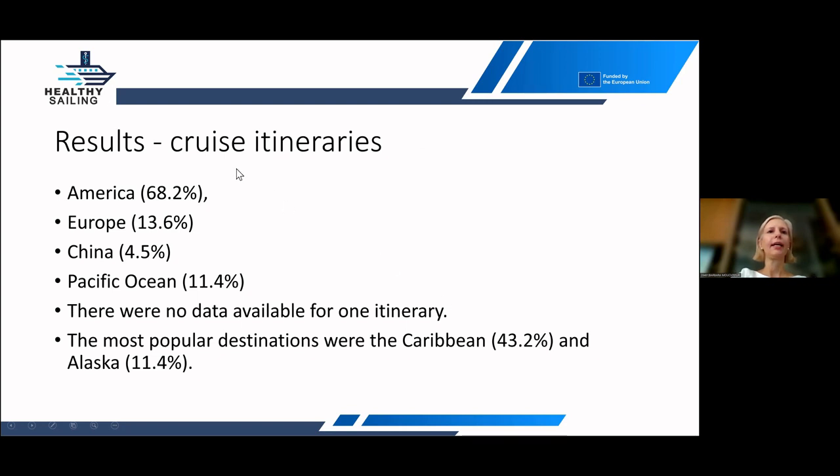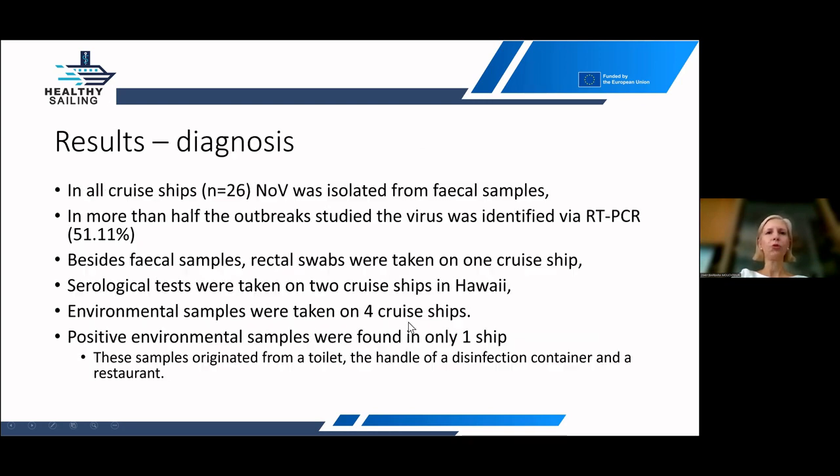In regards to the cruise itineraries, the majority of them sailed in the Americas. In Europe, 13%. In China, 4.5%. In the Pacific Ocean, 11.4%. For one ship, there were no available data about the itinerary. The most popular destinations were the Caribbean and Alaska. And of course, now we're speaking about the outbreaks that we analyzed in this paper.